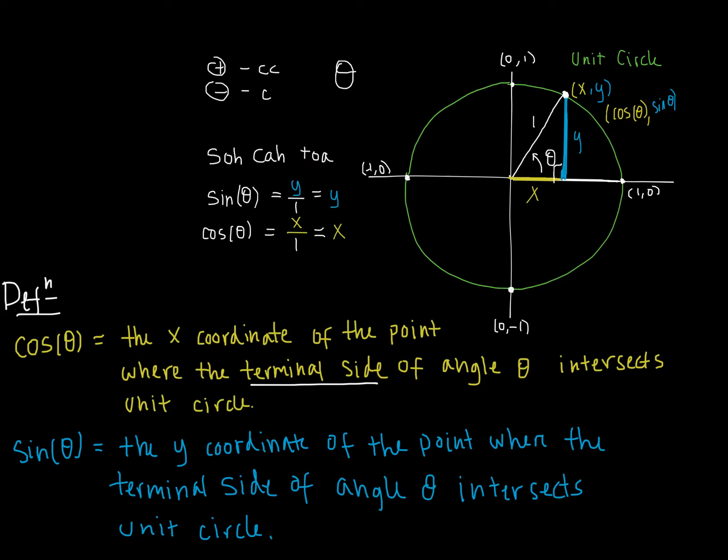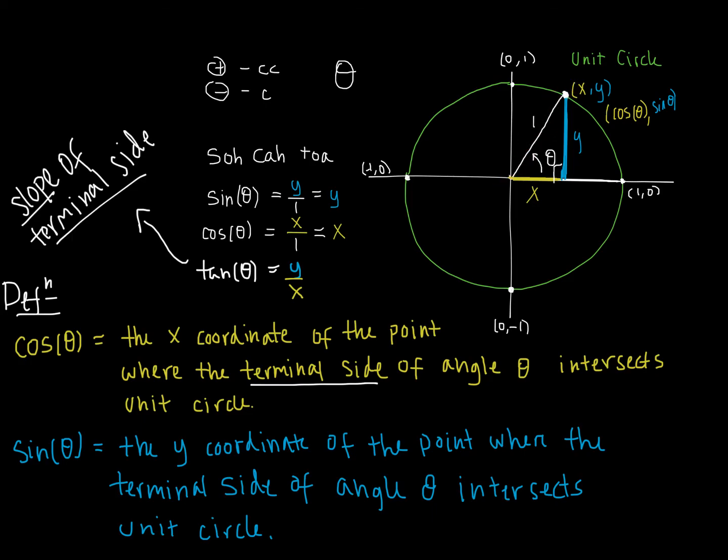The last thing we're going to talk about briefly is tangent. Tangent of theta is the opposite over the adjacent. The opposite side of theta is y, and the adjacent side of theta is x. So the tangent is just y over x, in other words, the rise over the run. Tangent is often thought of as the slope of this terminal side, and is equivalent to y over x.